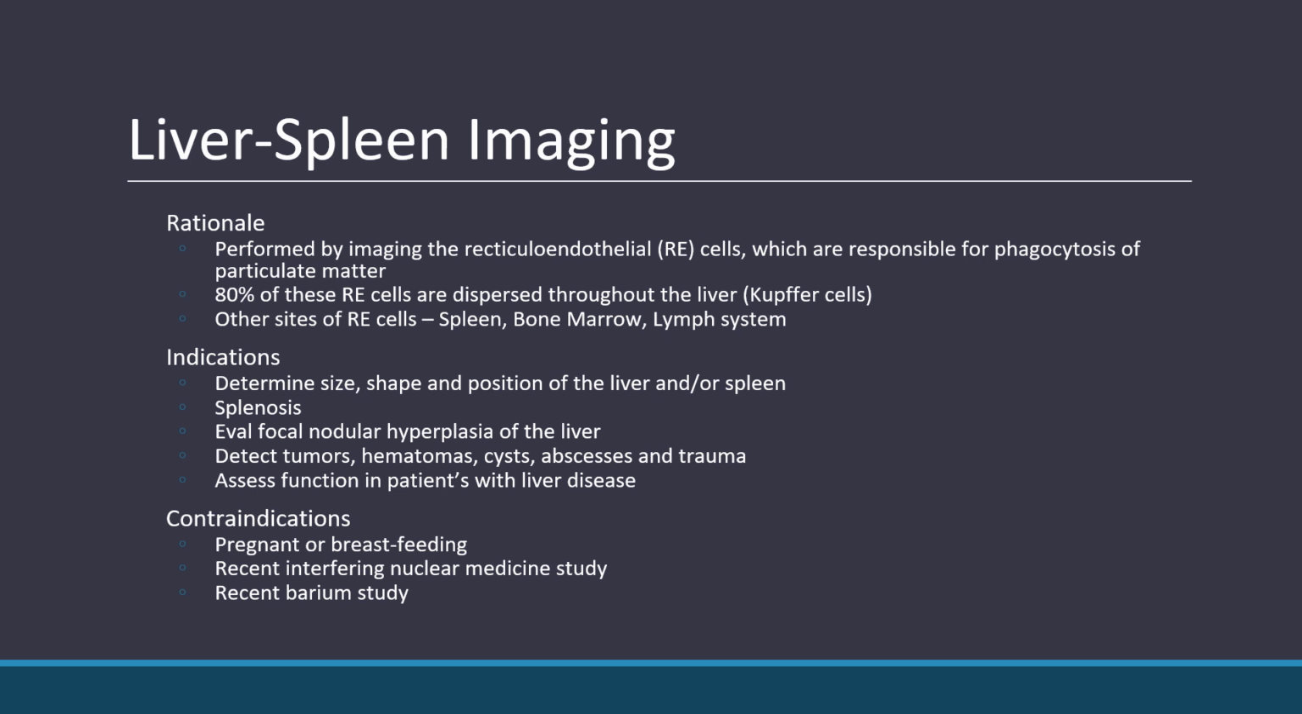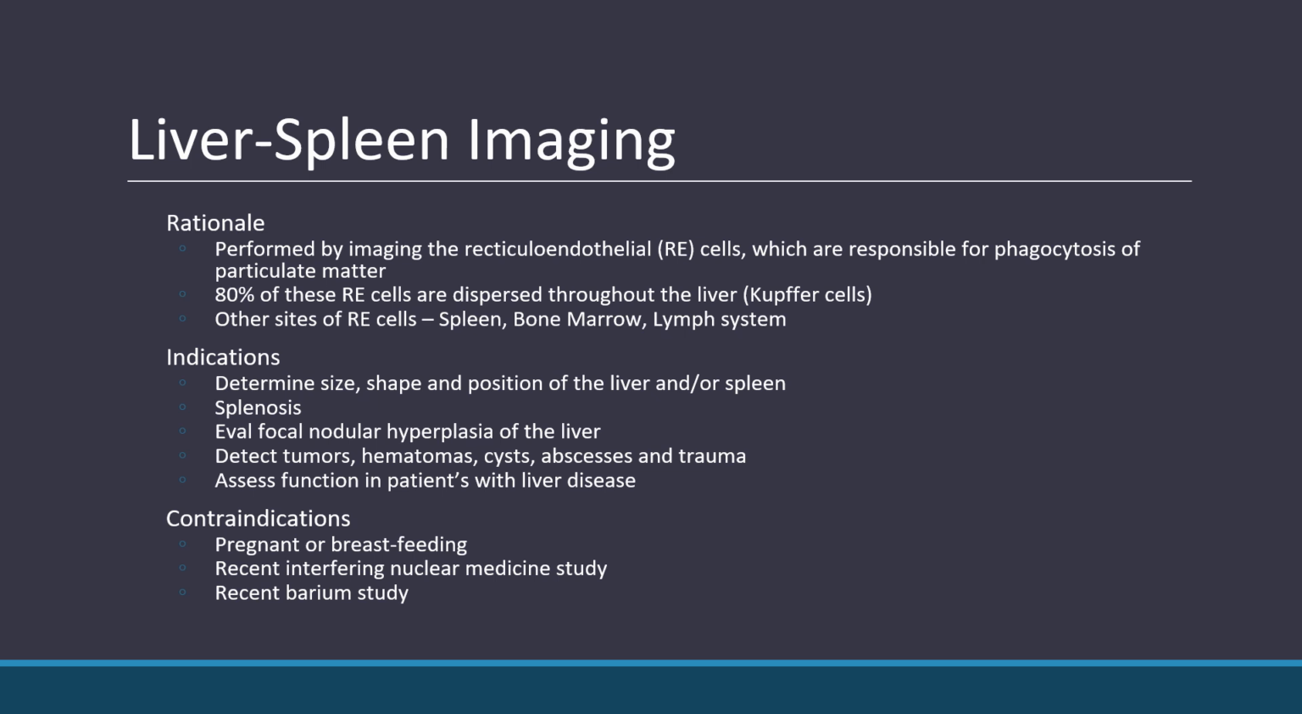Indications for liver-spleen imaging are to determine the size, shape, and position of the liver and/or the spleen. We can also look at splenitis or splenomegaly. Of course, splenitis is inflammation of the spleen, and splenomegaly is enlargement of the spleen. You can evaluate focal nodular hyperplasia of the liver. You can detect tumors, hematomas, which is bruising, basically, in the liver from trauma, cysts, abscesses, and other forms of trauma. And then you can also assess function in patients with known liver disease, such as hepatitis or cirrhosis.